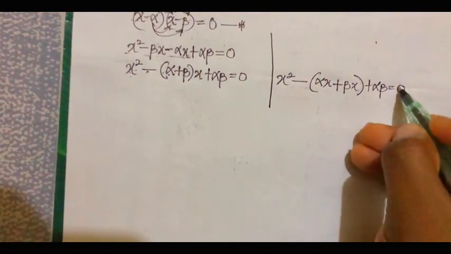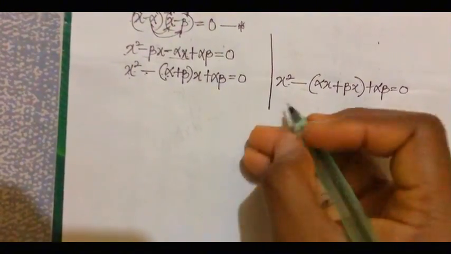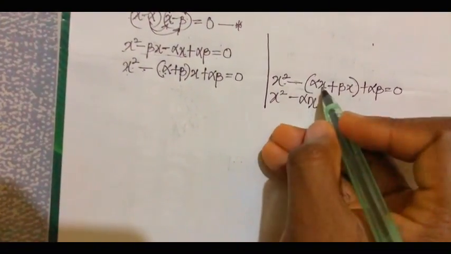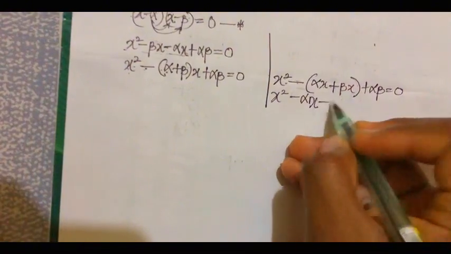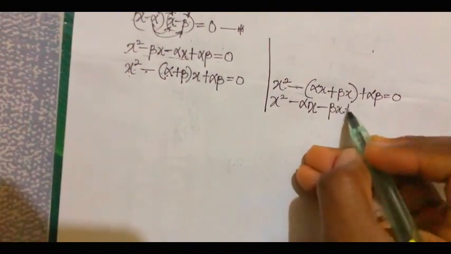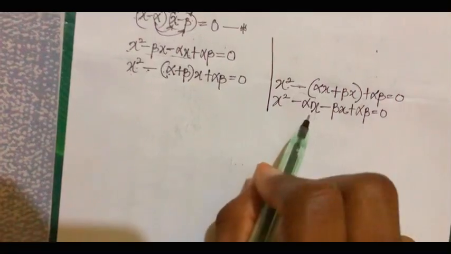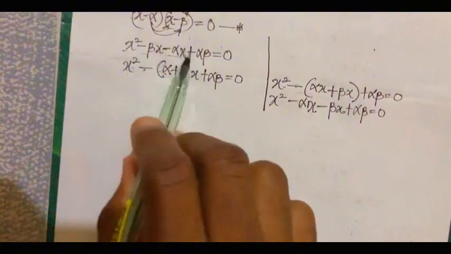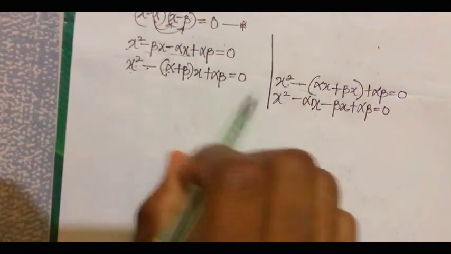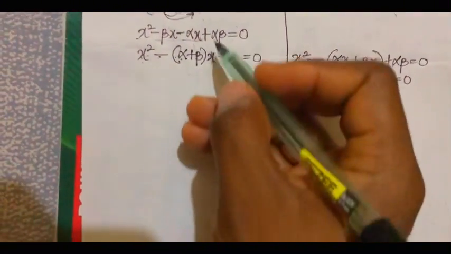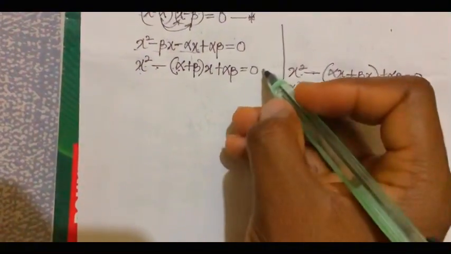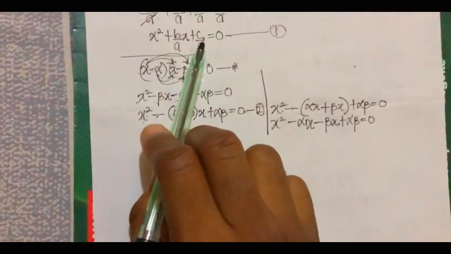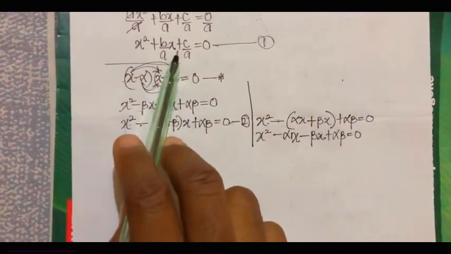Now equals 0. Now I want to open the bracket with my minus. I will have x squared minus alpha x, minus times plus also gives minus beta x, plus alpha beta equals 0. You can see that this and this are the same. The only difference is alpha x is coming first, and the order doesn't matter, but it's the same process. So we can continue from here. Before we compare, let me label this as equation 2. We will compare equation 1 and equation 2.